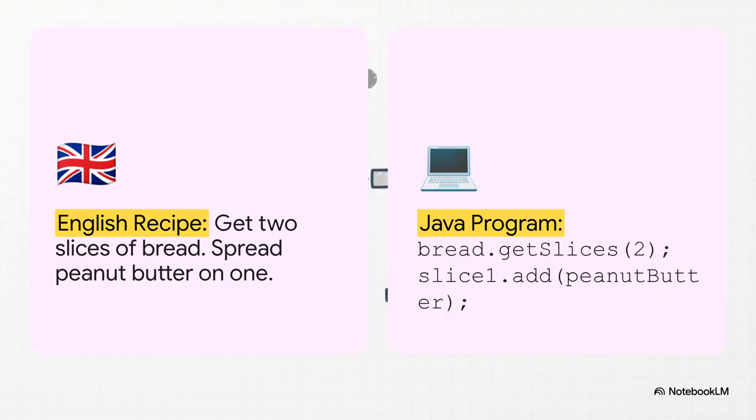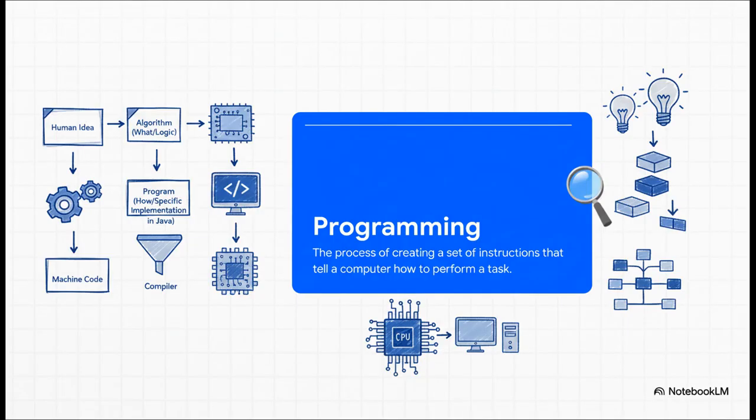Now check this out. On the left, you've got our simple English recipe. And on the right, a simplified look at what that might be in Java code. You can totally see the one-to-one connection, right? Get 2 slices of bread becomes bread.getSlices(2). Spread peanut butter becomes bread.slice1.add(peanutButter). It's the exact same logic, just written in a different language. And that's the official definition of programming. It's just the process of creating that set of instructions.